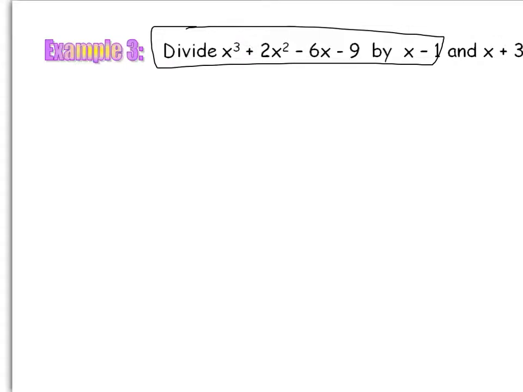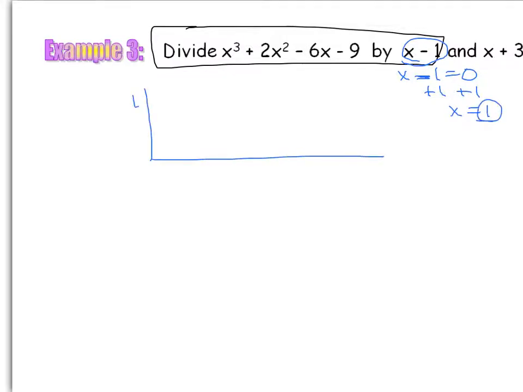So what you do is you notice that this is a binomial. So what we have to do is set it equal to 0 and solve for x. So add 1 to both sides. X is equal to 1. This is the number that goes out in front of the synthetic division. So then remember, you do the coefficients. So the coefficient of x cubed is 1. The coefficient of 2x squared is 2. The coefficient of x is negative 6. And then negative 9. Drop down the first term, 1.